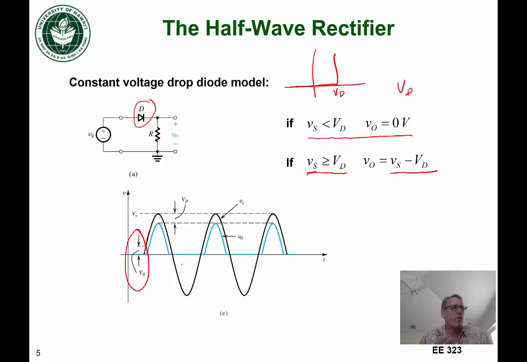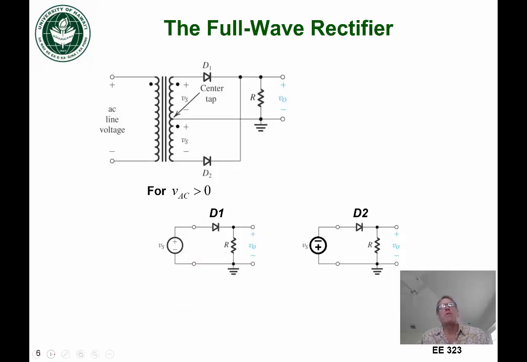So this is a half-wave rectifier with a constant voltage drop diode model. For your record, this is figure 4.21 in your book. Again, we're losing a lot of energy here because we're throwing away all these half cycles. And so that brings up the idea, how do we make a rectifier that doesn't lose the energy from those half cycles? And that is what we call a full wave rectifier.